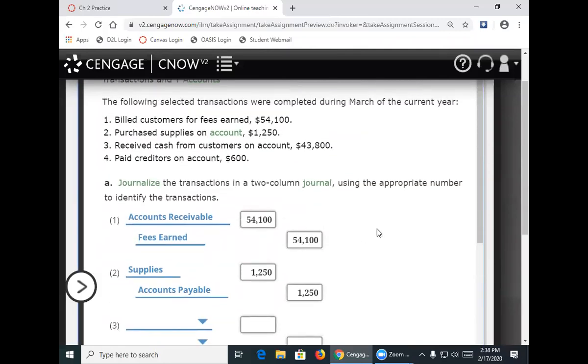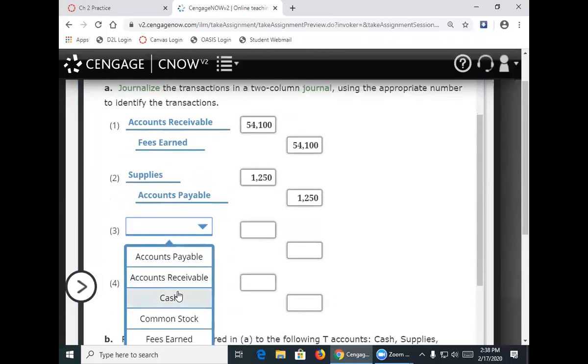Okay, number 3, received cash from customers on account. So cash and accounts receivable. Very good. Yeah, that one's a little tricky, right? Because it says received cash from customers on account. So this links back to number 1. When we bill them, now they're paying towards their bill. Obviously not all of them are paying, but a portion of them are paying. So cash, is cash debited or credited? Debit, right? Because we received cash. So cash increased. So cash is debited. Very good.